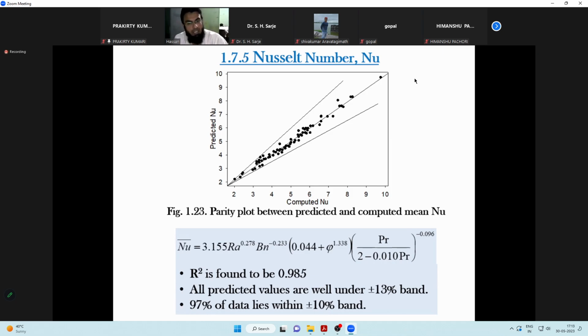Ra increase indicates that the Nusselt number will increase. Bn increase shows a negative effect, so if Bn increases, the Nusselt number will go down. Same with phi. If phi goes up, then the Nusselt number will also come down. This simplified correlation can be used by engineers to calculate the effect of all these parameters Ra, Bn, phi, and Pr. So a single correlation has been proposed.